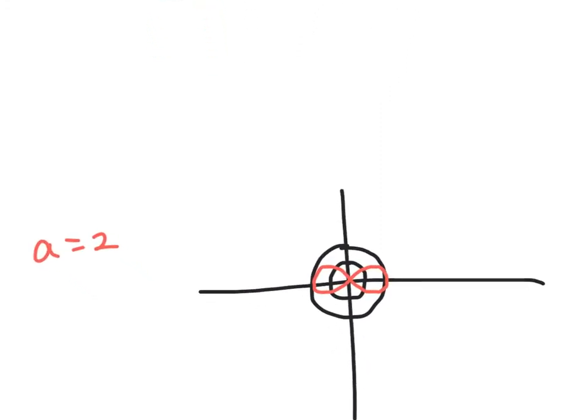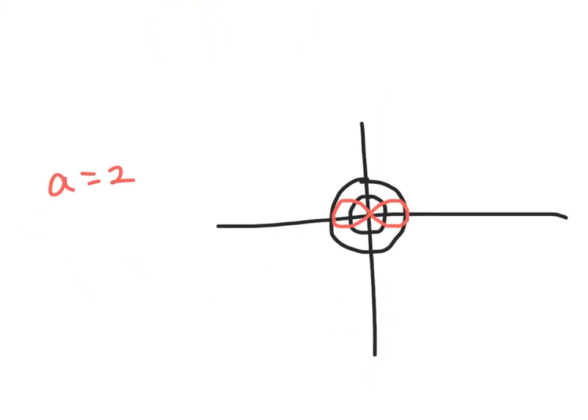All right, once again, we have a lemniscate. Here our a value is 2, and since it's cosine, we know that it falls centered around your polar axis.